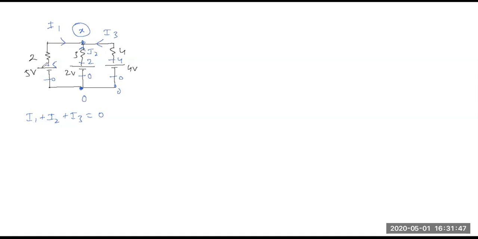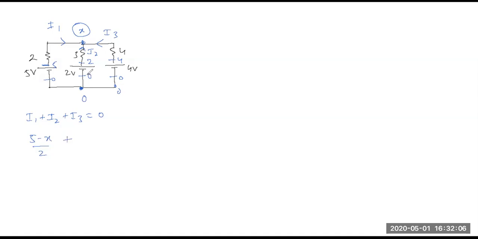Now since I have chosen my direction, I'll try to find out what I1 is. I1 is the current in the 2 ohm resistance. So in the 2 ohm resistance, as per my assumption, higher potential is 5, because current is going from 5 to X. Higher potential is 5, lower potential is X, divided by 2 is the current, which is I1. So I'll write I1 as (5 minus X) divided by 2.